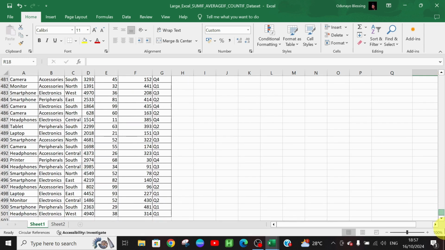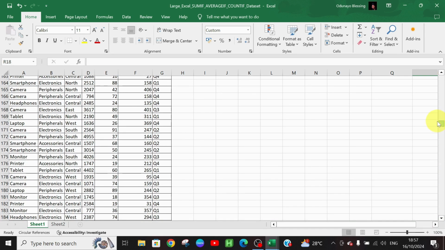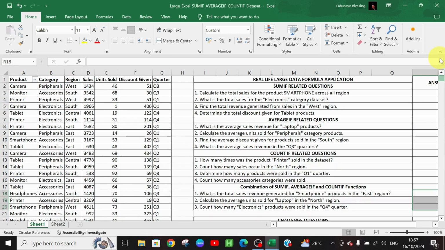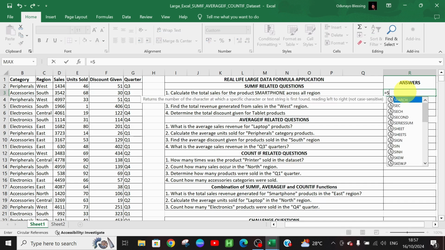So by the time you are being asked to do some of those things that we've just done on that small data, you realize the importance of this formula on each of these data. So let's quickly run through this formula. Now look at the questions that have been created on the right hand side of this data. The first question says calculate the total sales for the product smartphone across all regions. It's already told us that the total sales gives us a hint that it is talking about SUM.